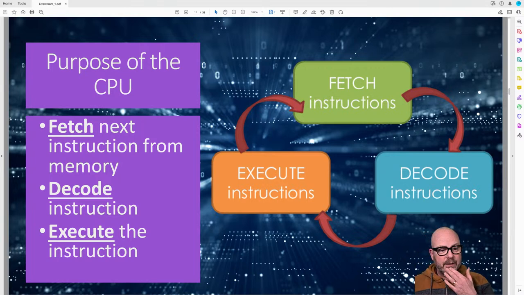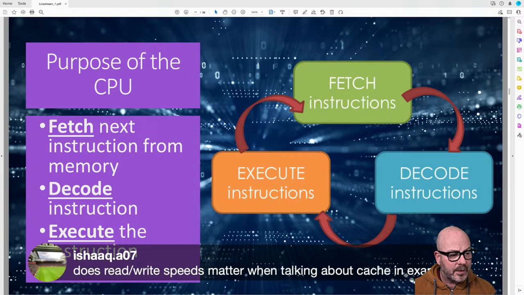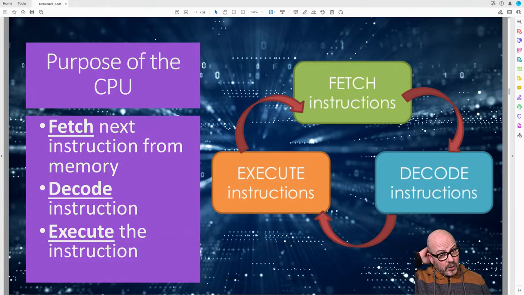Does read write speed matter when talking about cache in the exam? No, it doesn't really. You'd probably most be talking about read write speeds when you are comparing a solid state hard drive with a magnetic one, because the magnetic hard drive has got slower read write speeds. The solid state drive has got faster read write speeds, but the solid state drive is more expensive, but it has no moving parts, and it's more robust.